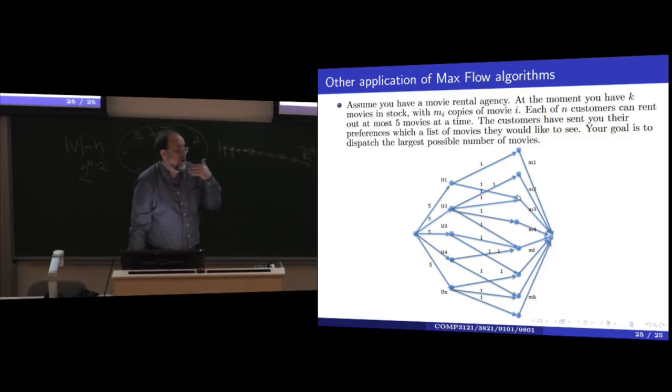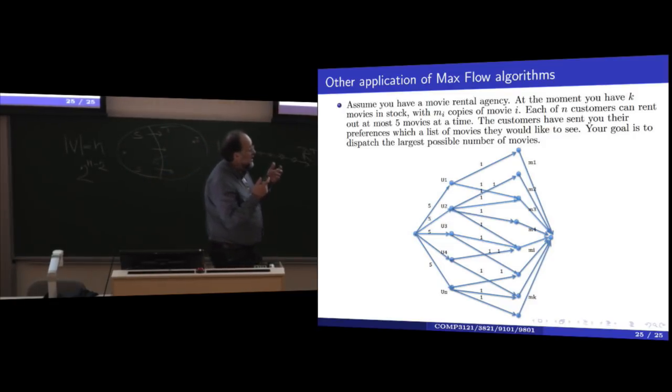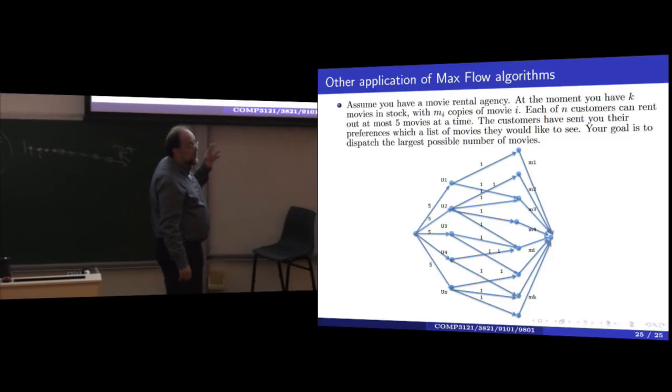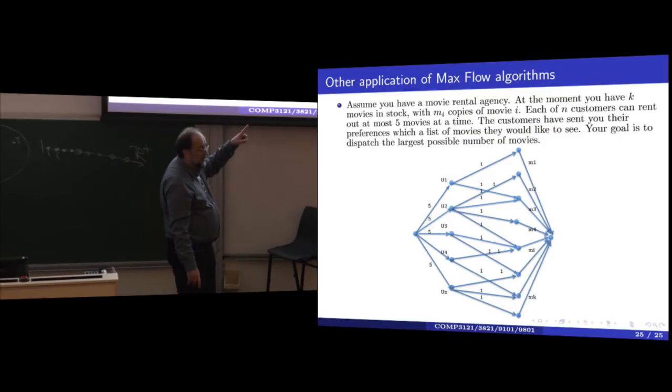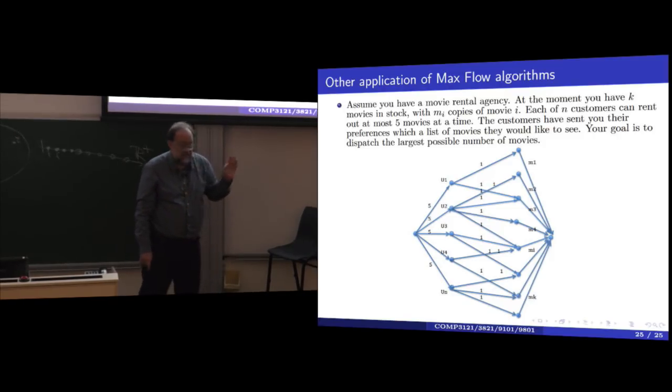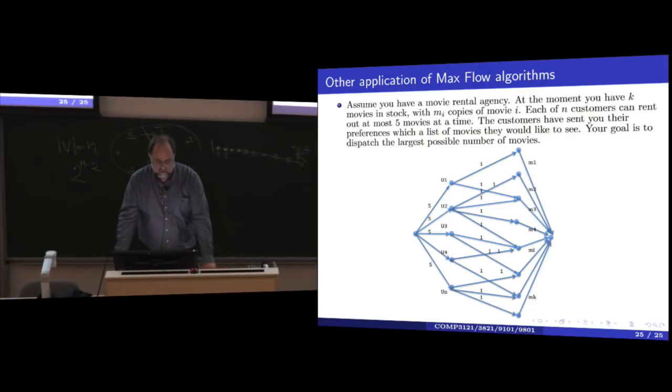And you have to decide who gets to see what in such a way that the total number of movies rented is as large as possible. Because notice, giving one movie to a user reduces availability of that movie for other users. And of course, giving that movie to a user also reduces how many movies he can take. So now you want to decide which movie you give to each user, so that the total of movies rented out is as large as possible.